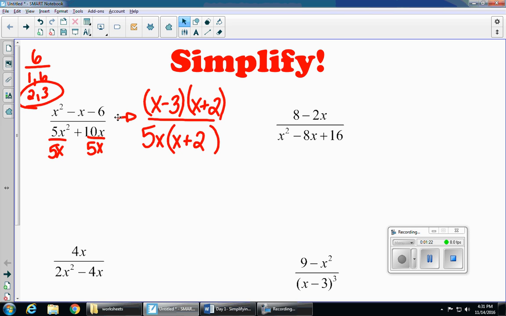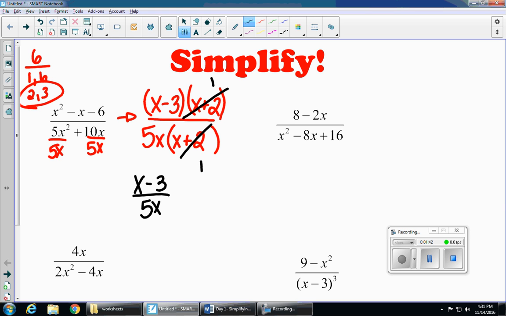So now that my numerator and denominator are both factored, I'm going to look for anything they have in common. Both the numerator and the denominator have a factor of x plus 2. So they cancel. It's like 5 divided by 5. It's 1. So since nothing else cancels, I'm just going to rewrite what's left over. I have x minus 3 over 5x. And that's my final answer.